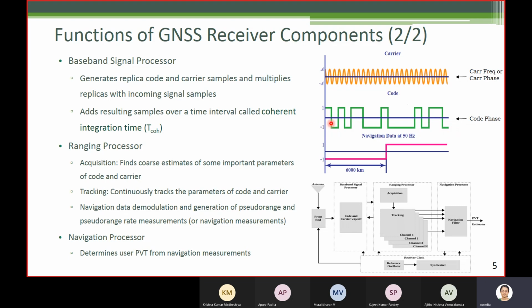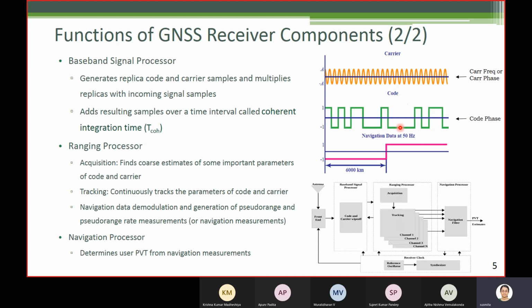So the code phase, just like the carrier phase, within a cycle we can define the carrier phase from 0 to 2 pi. In case of code also there is a period. The pattern of the code plus minus 1 repeats after a certain interval called the code period. The code phase is defined from the beginning of the code period. So if this is the current point, the code phase would be the number of chips before the current chip and the fraction of the chip up to the current point. So we can express this in seconds or in chips.